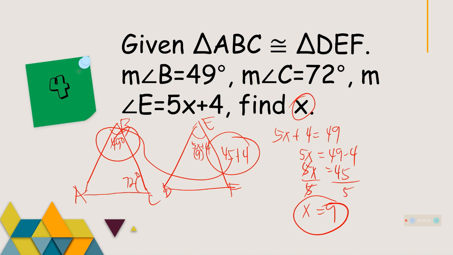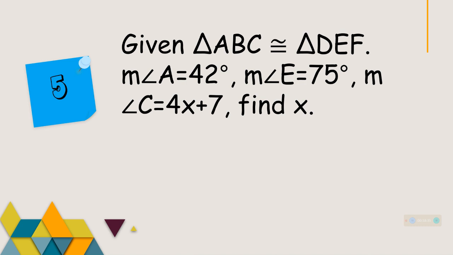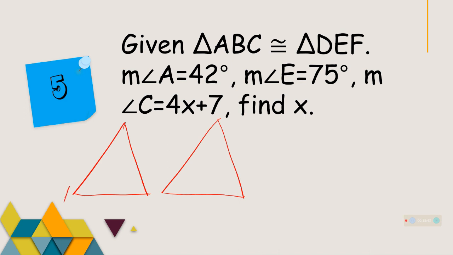Any questions? Okay, so let's have the last given. We have here triangle ABC again. Let's draw first the two triangles to write the given info. We have here angle A, B, and C. So triangle ABC and then triangle DEF.